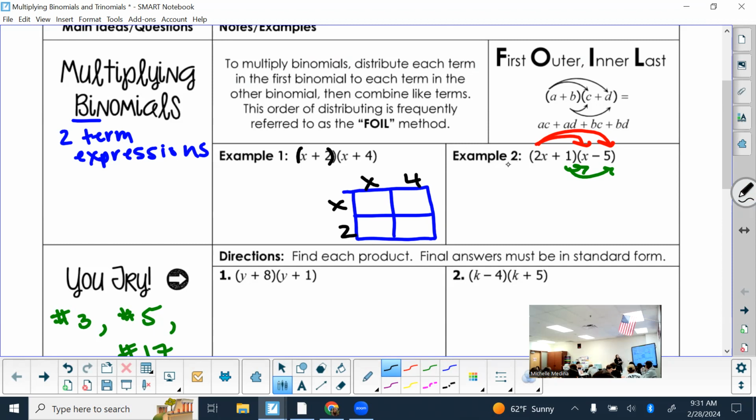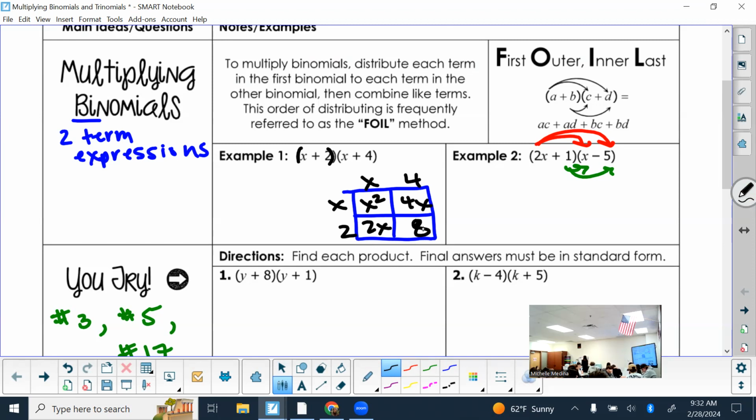So table 5, what's x times x? So that's what it'll go here. Table 6, what's x times 4? Table 7, what's x times 2? And table 8, what's 2 times 4? And that's me multiplying each term. This is a good way to organize it.